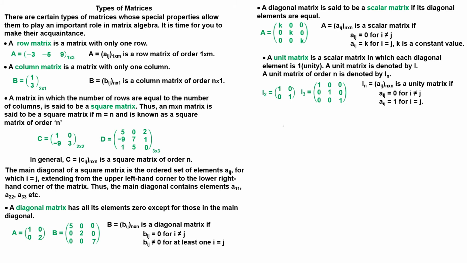The unity matrix plays an important role in matrix multiplication. Let us check to see what happens when we multiply the matrix A by the unity matrix of order 2. When we multiply matrix A by the unity matrix, it doesn't change anything. We get back the same matrix.